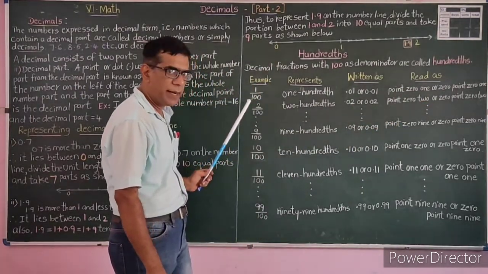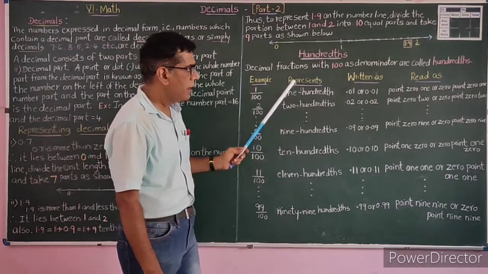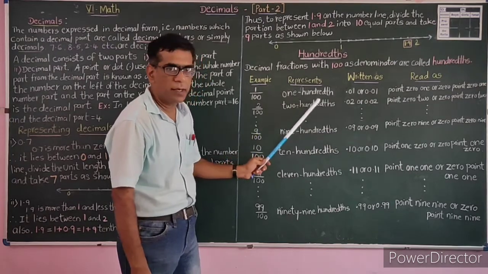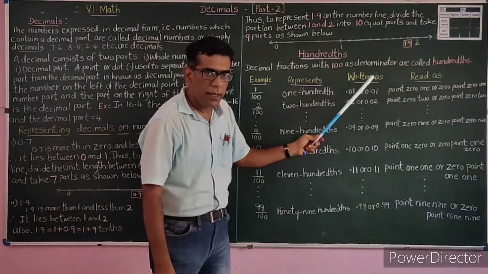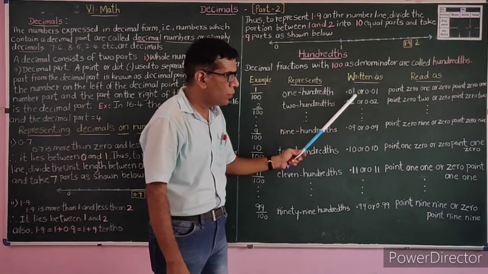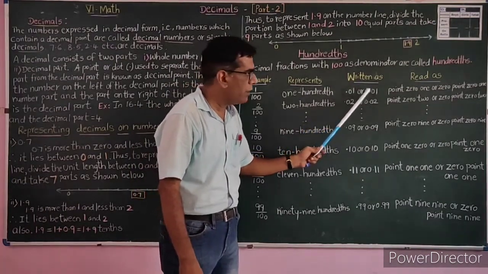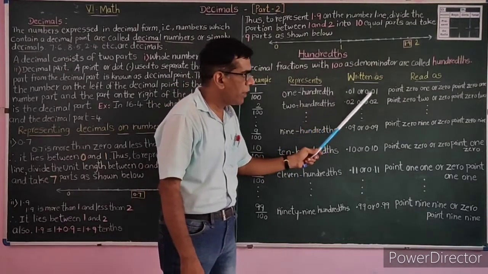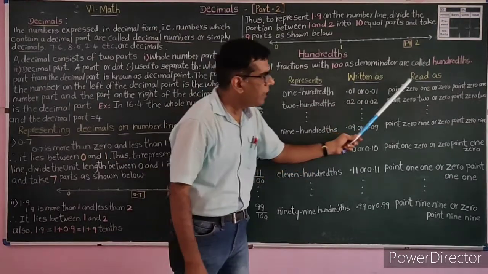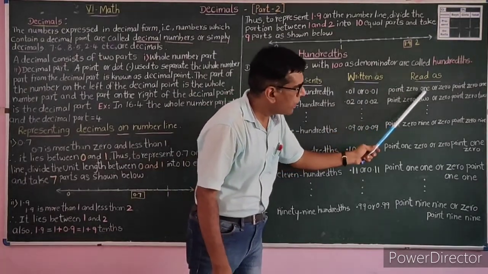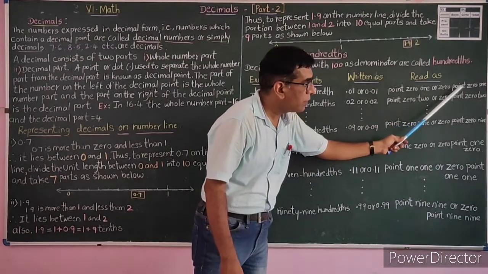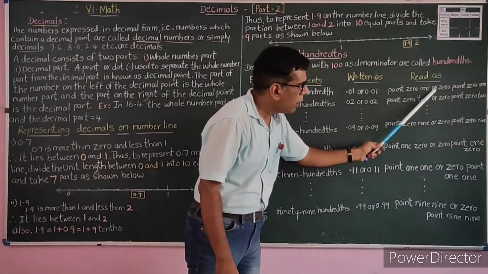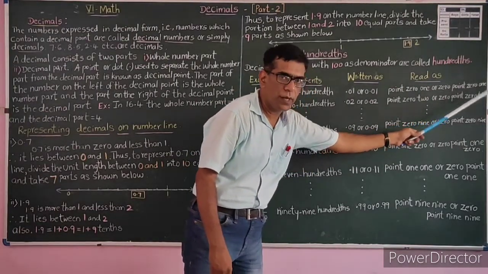Example, 1 by 100. It represents one hundredth. Written as 0.01, and read as zero point zero one.